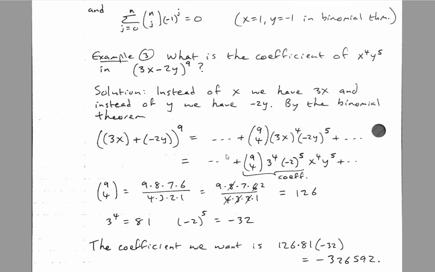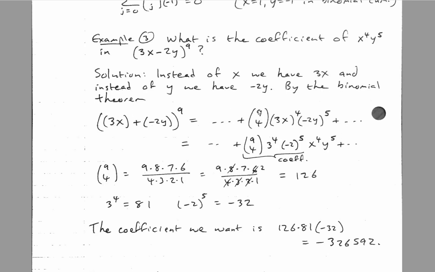So we get this big sum, but we're just interested in the 4th power of x and the 5th power of y, so we just need these pieces. We could have used 9 choose 5 here, but that's equal to 9 choose 4. It doesn't matter. It just has to match one of these powers. So instead of x, we have 3x to the power 4, and here we have negative 2y to the power 5.